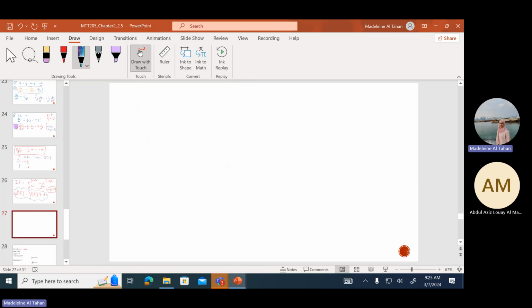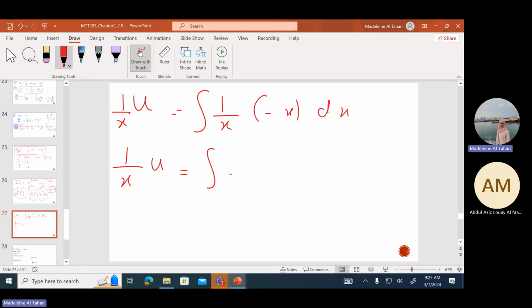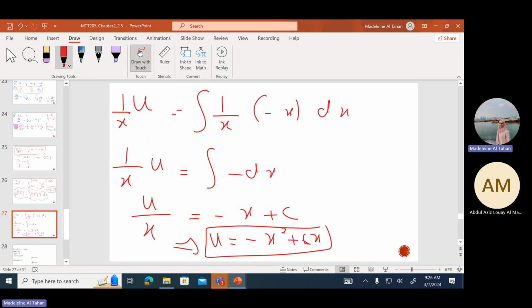Okay, u times the integrating factor, it means 1 over x times u is equal to the integral of 1 over x times minus x dx. So 1 over x, u equals the integral of minus dx, which is minus x plus C. So how do we get u? u is equal to minus x squared plus Cx.